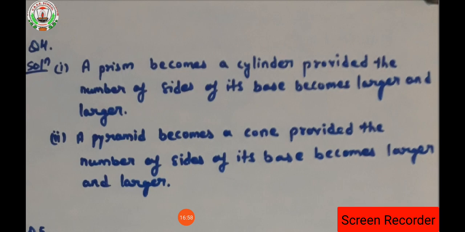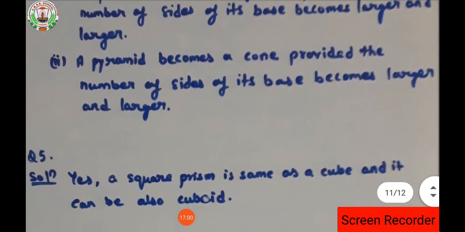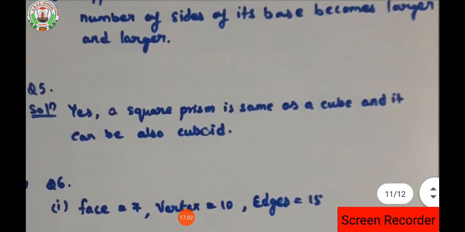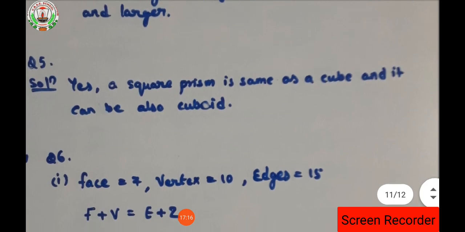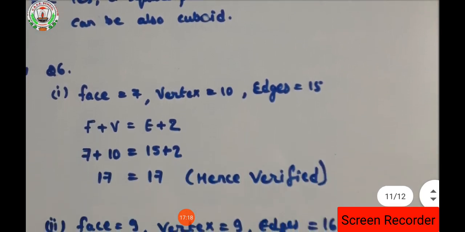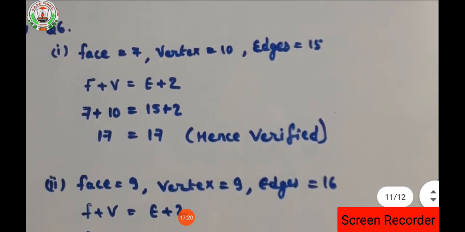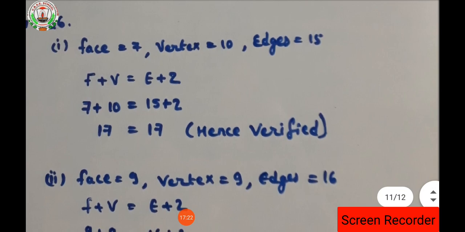So these are the answers for question number 4. Now see question number 5. Yes, the answer will be yes. A square prism is the same as a cube, and a square prism can also be a cuboid. That means it can be a square prism, a cube, as well as a cuboid. It can be both.